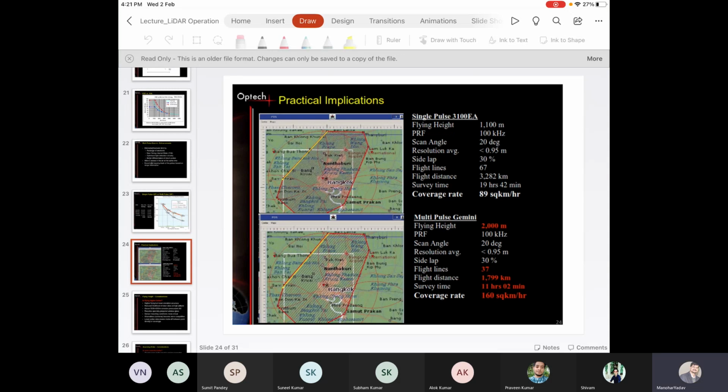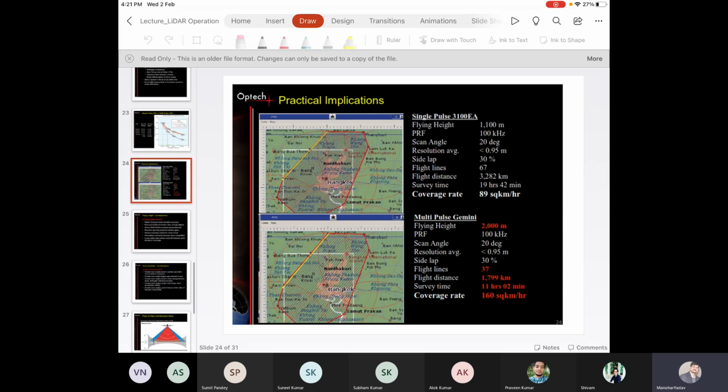And these are certain practical implications. At this stage, discussion is not needed.